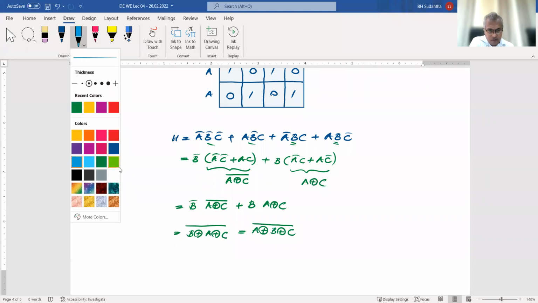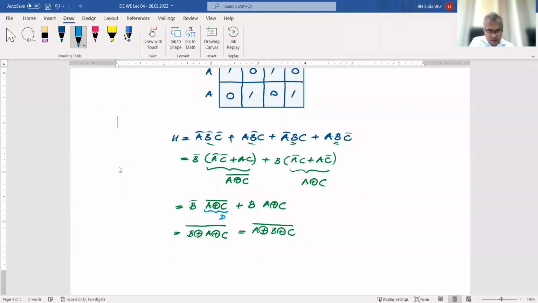It's something like this. Then we can take this as D, then this is D bar. This is D. So then what is this? This is B bar D bar plus BD. When you have this type of thing, then you can write this as B exclusive D.